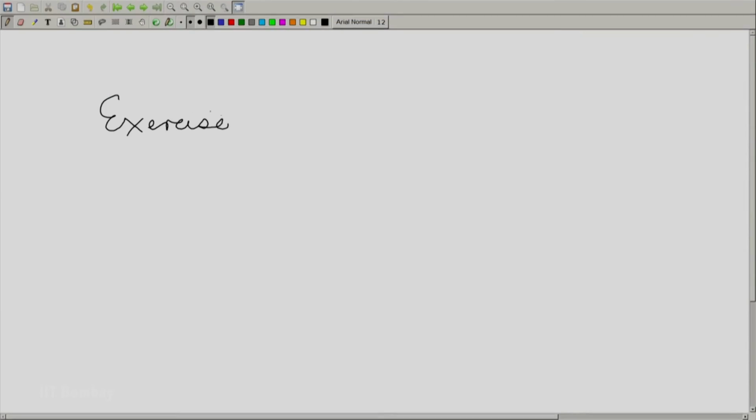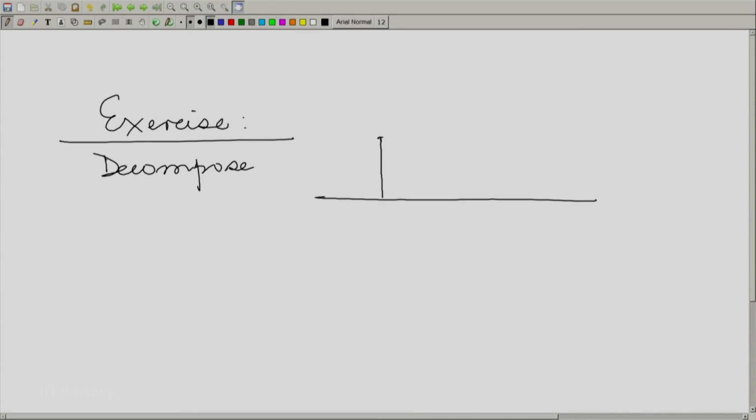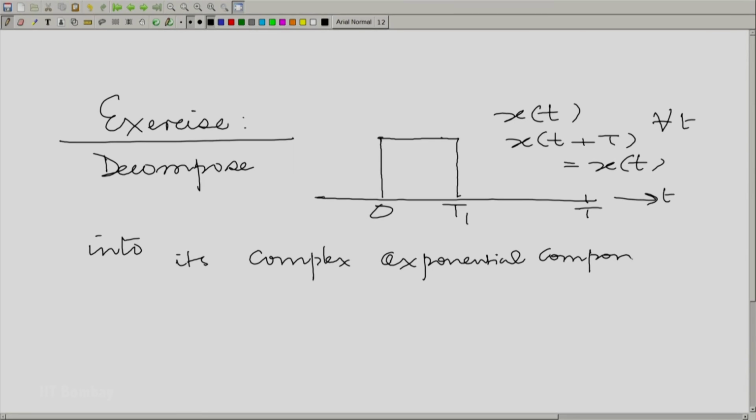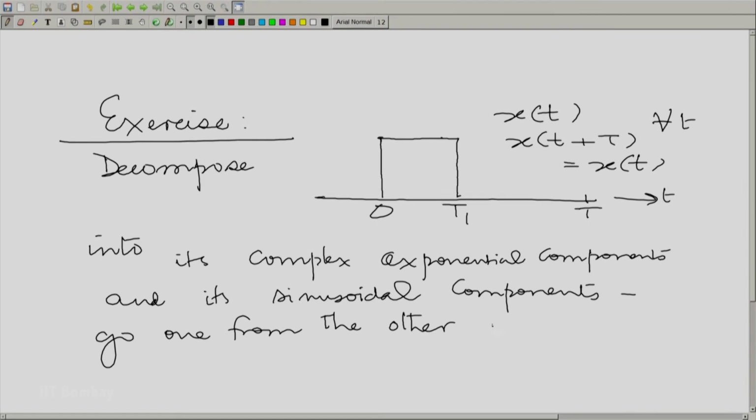Let me just take an example. You could take, for example, the square wave. So, exercise: decompose the square wave, let us take an asymmetric square wave for variety, and let us take only a part of the cycle to be present, from 0 to T1. So, this is periodic. Of course, this is x(t) shown between 0 and T, but x(t plus T) is equal to x(t) for all t. Decompose it into its complex exponential components and its sinusoidal components. Go from one to the other as discussed and verify. This is the exercise I would recommend you do to understand these two decompositions very well.